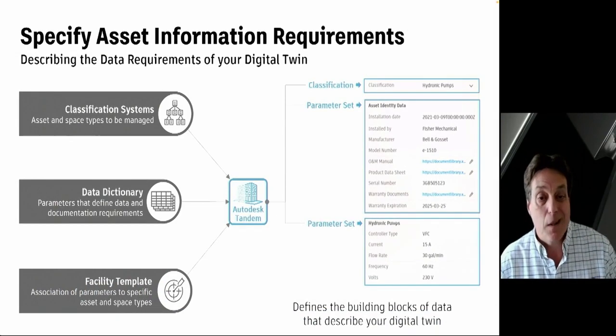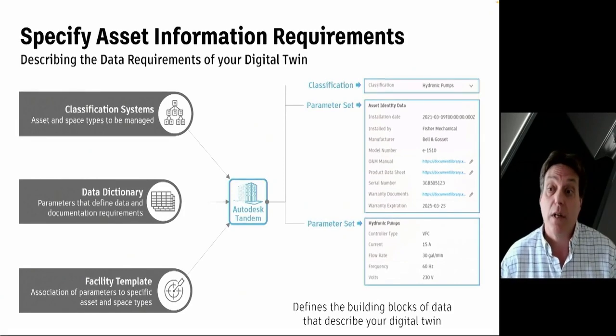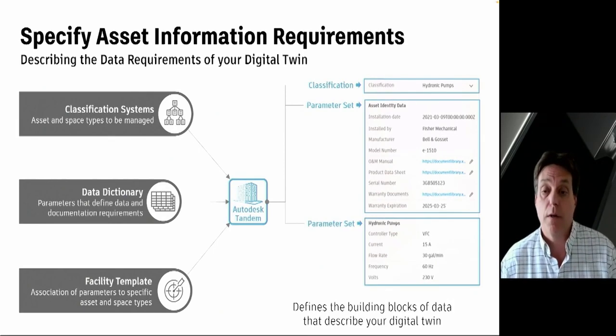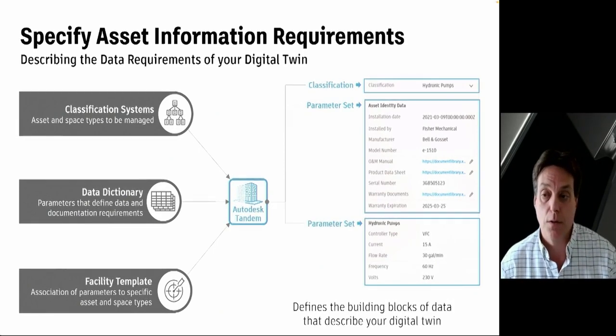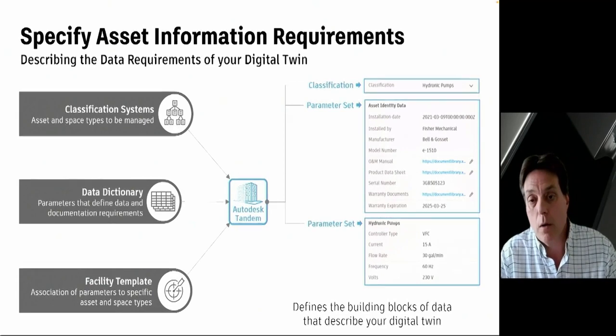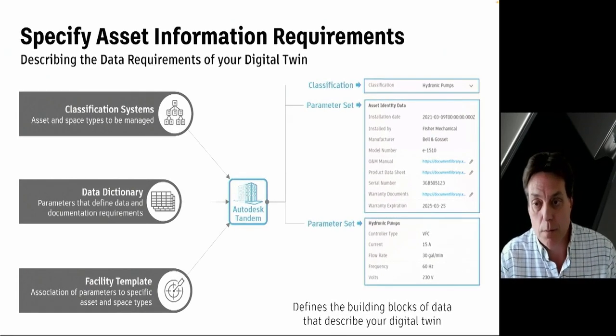The first step being to define the asset breakdown structure, which can either be based on a standard classification system, such as MasterFormat, Uniformat, or OmniClass, or you can build your own hierarchical classification system based on the owner's needs, possibly specified by an existing CMMS system. I'll show a quick demo later of how we incorporated the VBIS classification system into Tandem.